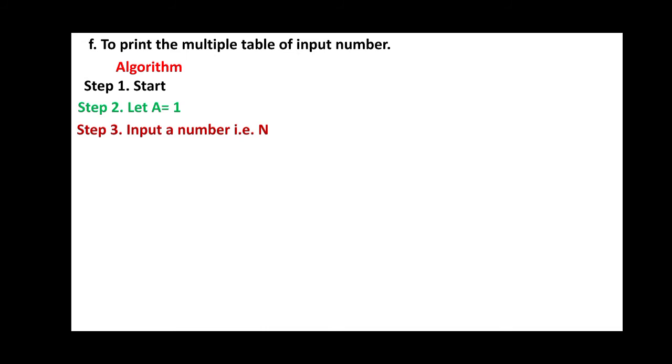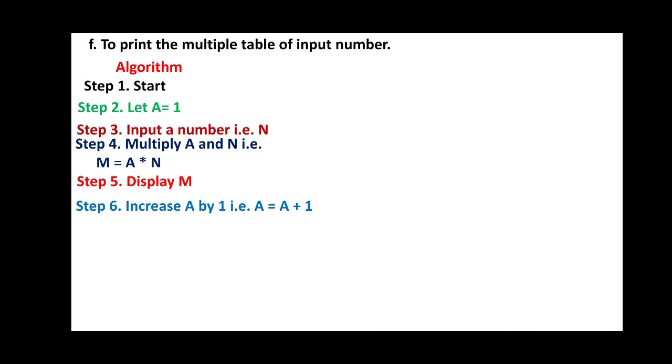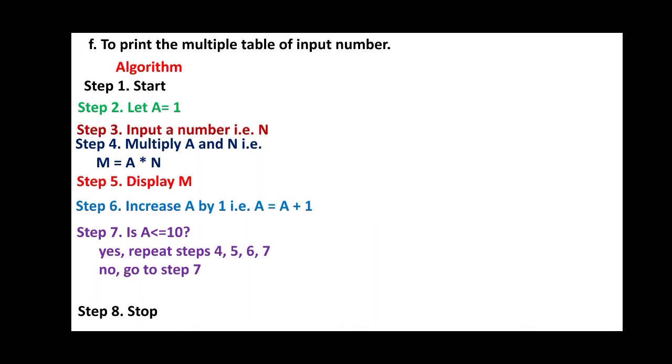See here, I have written a equal to 1, so that I can increase that a as a multiplier, and I have to take one number, that is n. Then when you multiply these two values, that will be displayed. And again, you should increase the value of a, and then compare it with the value of 10. That is our destination value. Up to 10 we have to multiply. If it is less, it means you have to repeat steps 4, 5, 6, 7. See, step 4. Which is step 4? You must know that. If no, then stop.